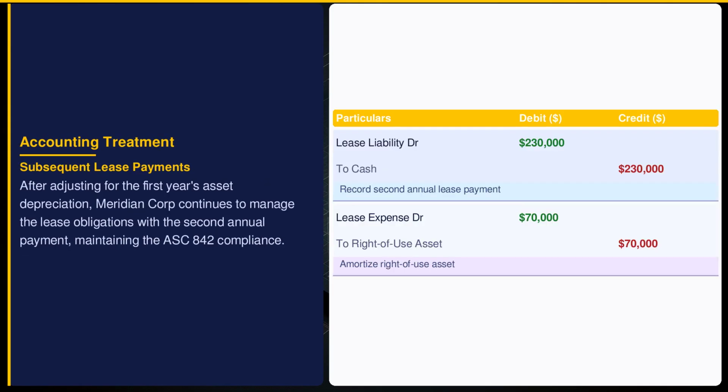Consistent with the first year, the second annual lease payment reduces the lease liability by $230,000 and reflects a $70,000 lease expense, maintaining an accurate portrayal of the right-of-use asset's consumption and financial commitment under ASC 842.